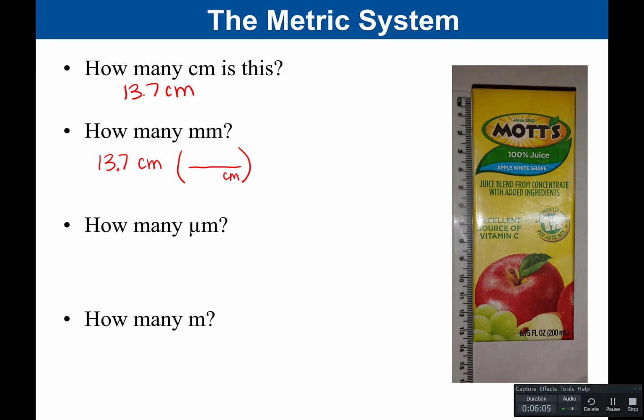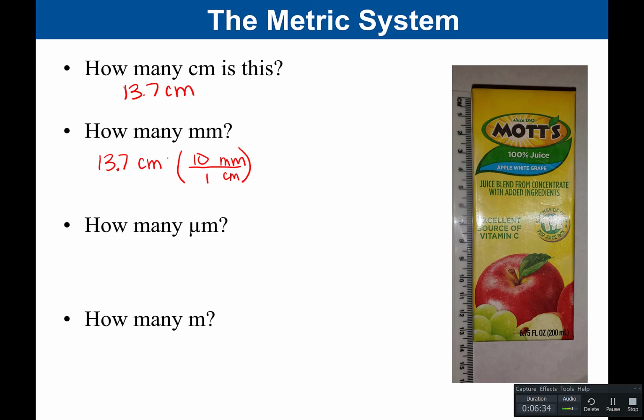So centimeters needs to go down on the bottom. And on the top is the unit we want to convert to. So millimeters is going to go on top. So now you need to think about the conversion between millimeters and centimeters. Remember that we said that 1 centimeter is equal to 10 millimeters, right? Those little lines represent millimeters. So there are 10 millimeters in 1 centimeter.